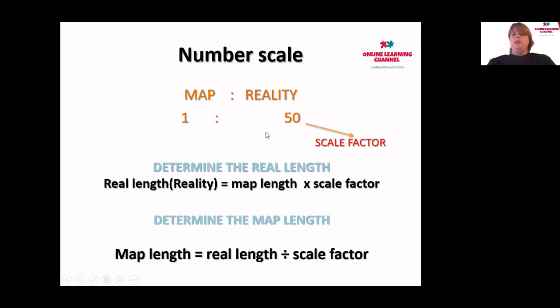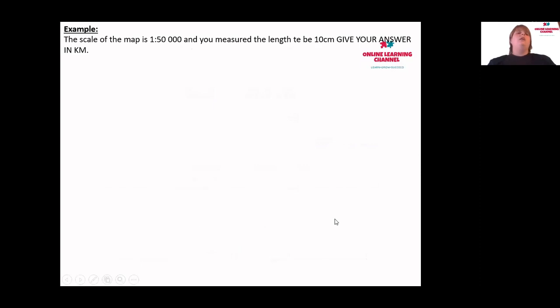So if I give you this and I ask you to determine the real length, you're going to say real length equals map length times scale factor. If I ask you to determine the map length, you're going to say map length equals real length divided by the scale factor. So let's just quickly look at the example. The scale of a map is 1 to 50,000 and you measure the length to be 10 centimeters. Give your answer in kilometers.